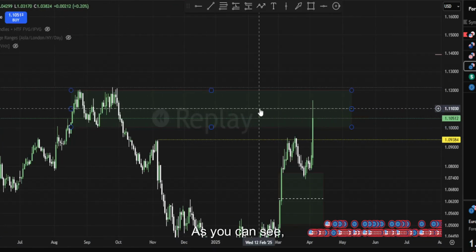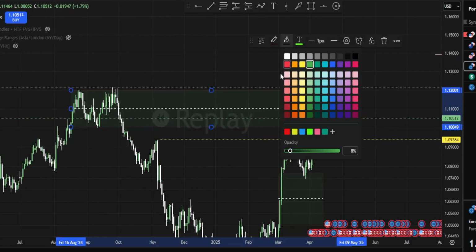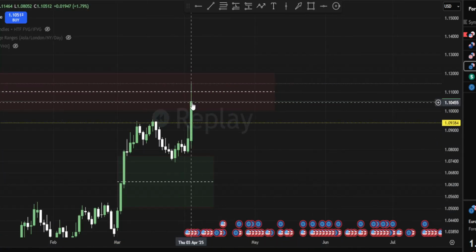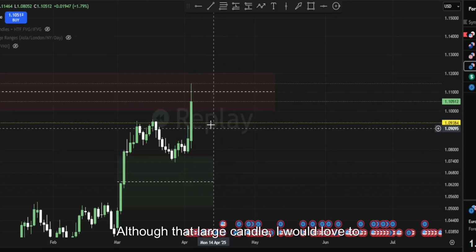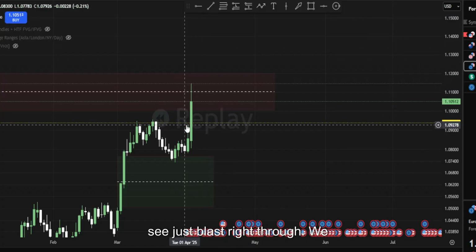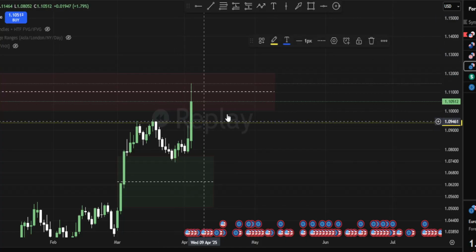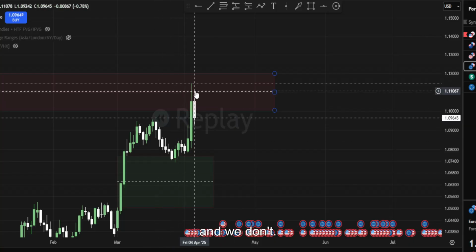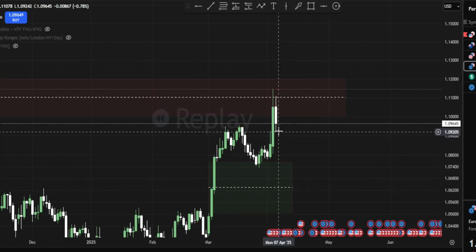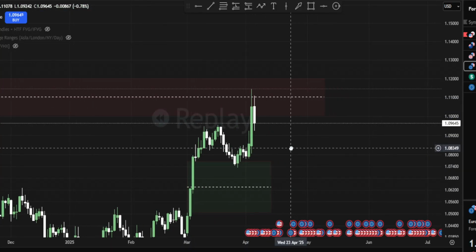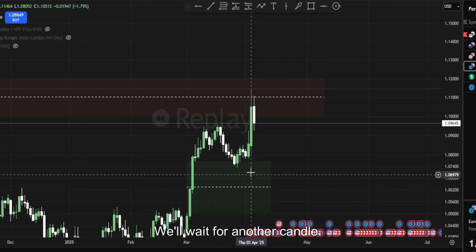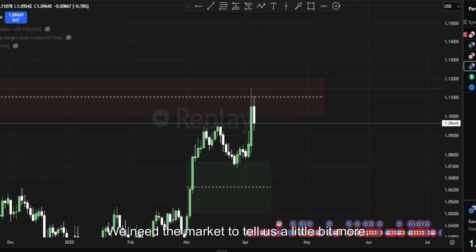As you can see, getting some pressure here. Although that large candle, I would love to see just blast right through. We go above the previous day high, and we don't. We're getting rejection here. Closed within range. Very well, just could be a retracement back up, but we'll see. We'll wait for another candle. We need the market to tell us a little bit more.